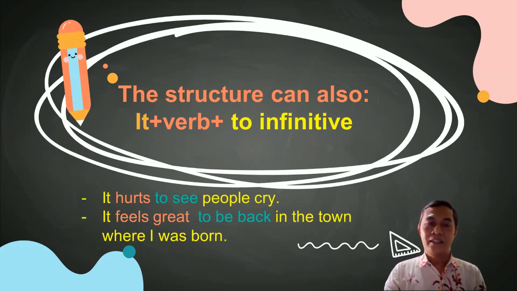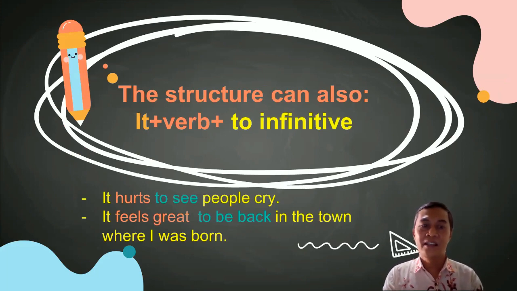So the structure here is it and then verb and then to infinitive. It's quite simple, everyone. Let's see the example again. It hurts to see people cry. Second, it feels great to be back in the town where I was born. So after it, we use the verbs hurts and feels great. Verb hurts and feels, and we add great here. And then after that, we use to infinitive, to see and to be back.